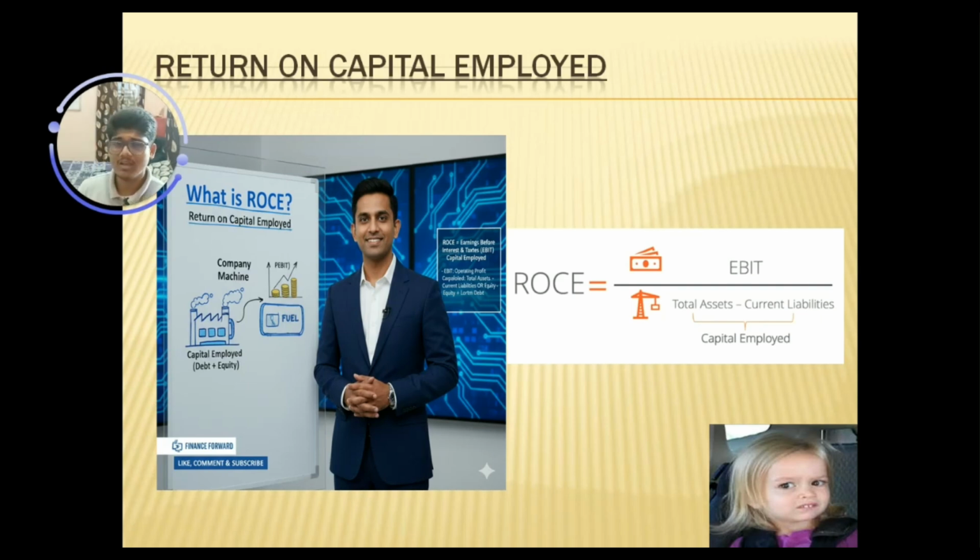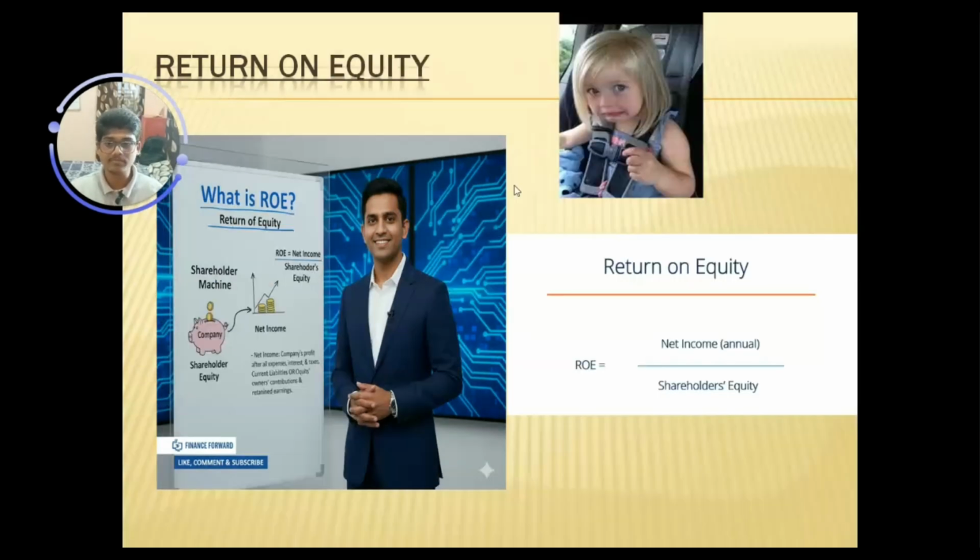Before moving to the next slide, let's take an example: a company is a machine, and the capital employed is like fuel, like gasoline or petrol. You are putting the fuel into the machine, and how efficiently it gives the output is the ROCE, the profit made by the machine or the company. So that was an easy example to understand what ROCE, return on capital employed, is. Let's move to our next slide.